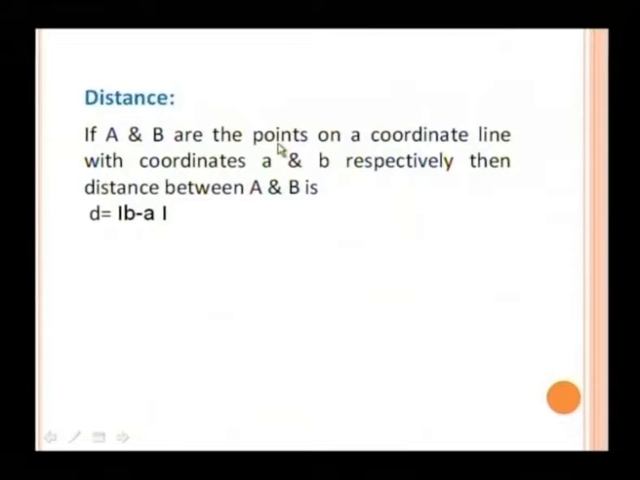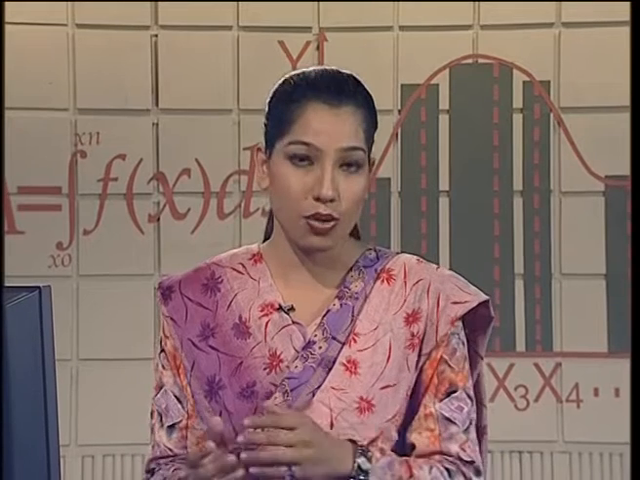The definition of distance is that if A and B are points on the coordinate line with coordinates small a and small b respectively, then the distance between A and B is D equal to modulus of B minus A. Let's now show the distance geometrically. We shall use two arbitrary points, P1 having coordinates x1 and y1, and the second point having coordinates x2 and y2 in the plane to find out the distance. You can see the figure and formula for distance on the screen.